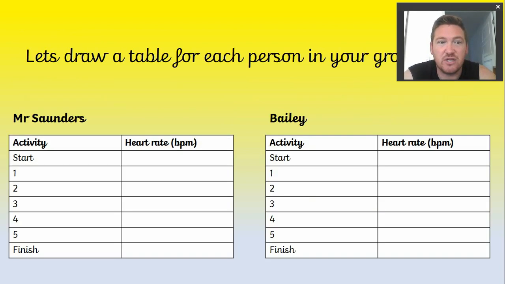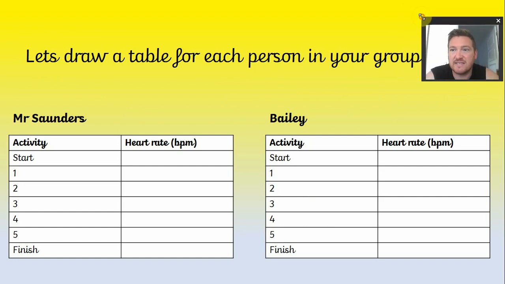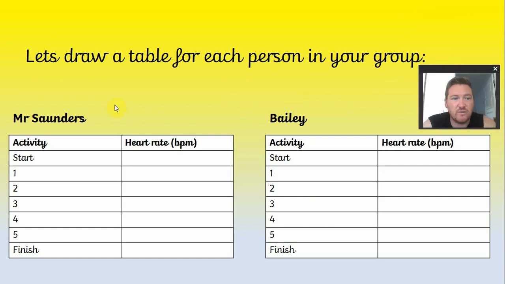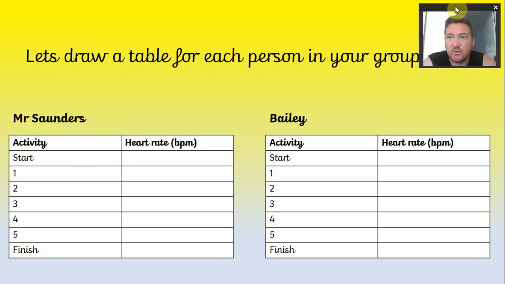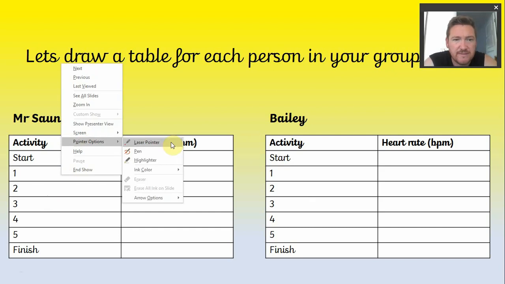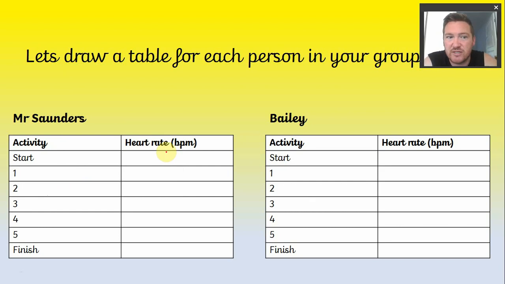Okay, so Mr. Saunders has given us a bit of an example of how that might look. So we've got our 5 activities, and we have got our heart rate. This is the thing that we're going to be tracking today. Now, your 5 activities can be anything you want, but they do need to increase or decrease your heart rate.